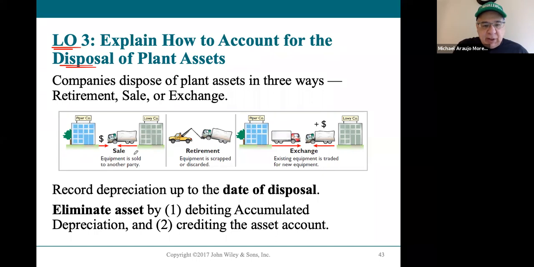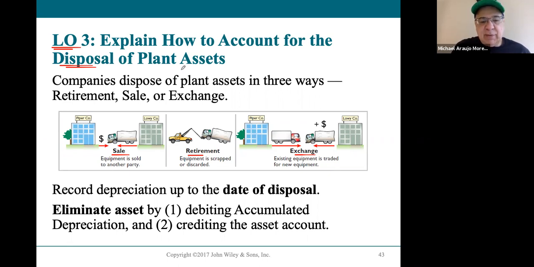They either sell it to a private party, they exchange it for a new piece of equipment that's the same, right? Or they basically scrap it. It's retired. It's not useful. They can't sell it to anyone. They can't exchange it. It doesn't have a value anymore.